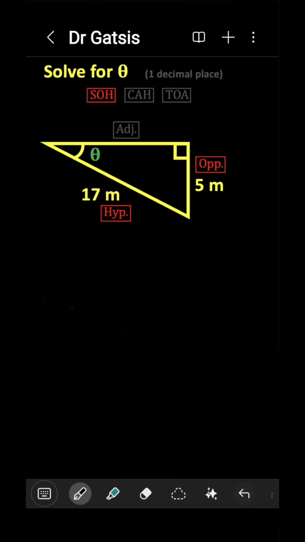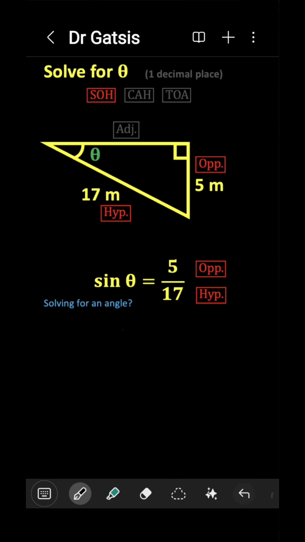Using the SOHCAHTOA acronym, we can see that sine is the most appropriate ratio to use since we have the opposite and the hypotenuse. Let's write down sine of theta. Using that fraction, we would have 5 over 17. In contrast to the previous examples, we are now solving for an angle. So what do you do? You take the inverse. Let's do that as follows.